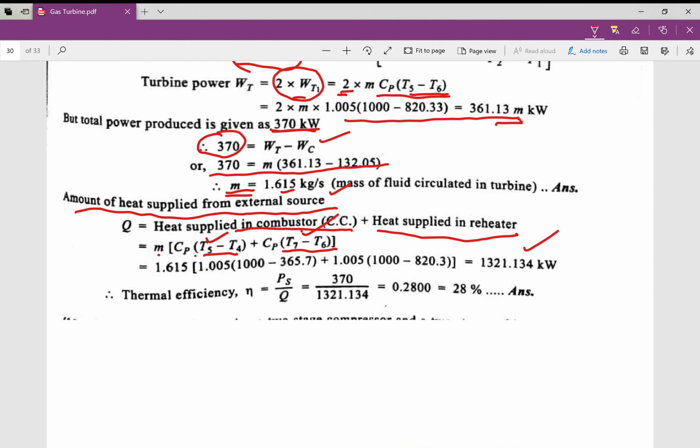We can get the total heat supplied, and finally the thermal efficiency, that is shaft power divided by total heat supplied. So in this way we can calculate the thermal efficiency of this gas power plant. So dear students, in this way the numerical part gets over. I do hope you have understood well. Thank you so much.